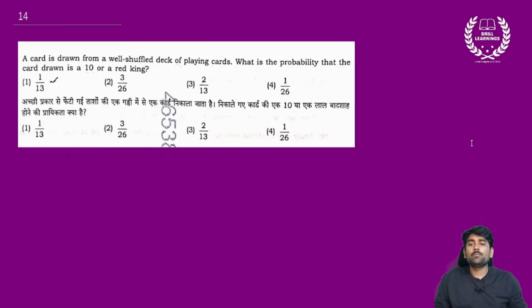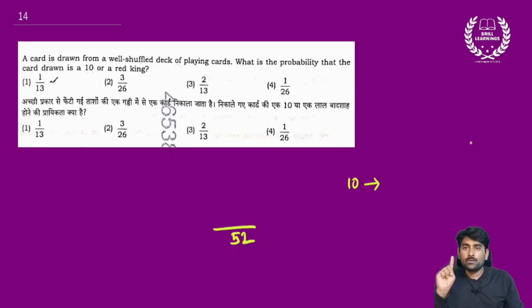Drawn from a well-shuffled deck of playing cards, what is the probability that the card drawn is a 10 or a red king? Okay, in a deck of playing cards, we have a total of 52 cards. So this is our total sample. Out of this total sample, we need to draw a card. The probability of that card being a 10 or red king. So first we need to find how many 10s are there in those 52 cards. We have 4 suits: spades, clubs, diamonds, hearts. So each category will be 4. That is why 10 cards will be 4, for 4 suits.